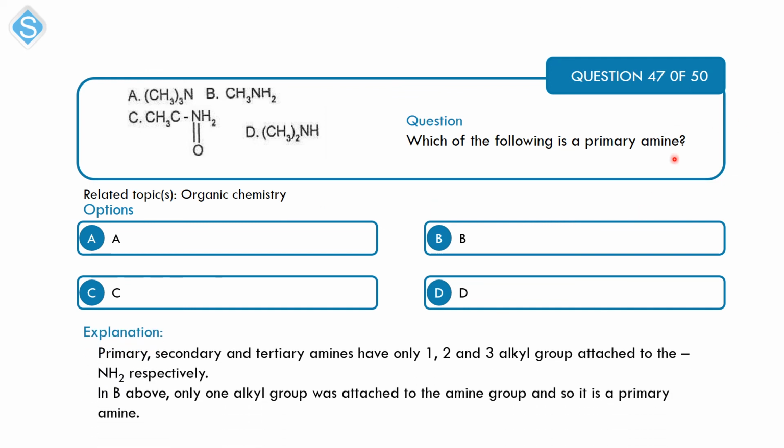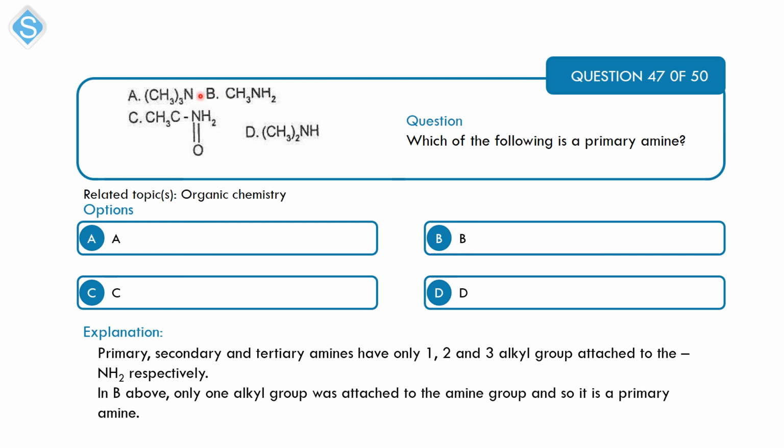Alright, the amines, they have the NH2 functional group. Now we have the primary, secondary, and tertiary amine, depending on the number of alkyl groups attached to that NH2 group. Where it is 1, it is primary. Where it is 2, it is secondary. Where it is 3, it is tertiary.